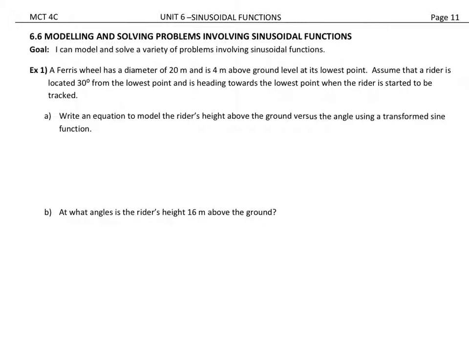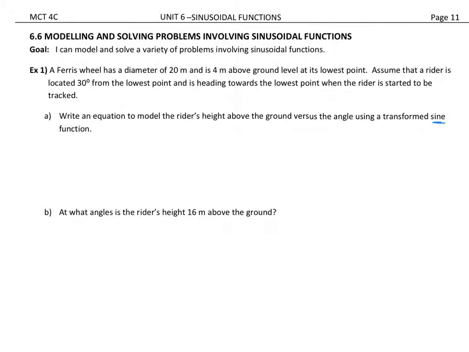Our first example is a Ferris wheel example, and it has a diameter of 20 meters. It's 4 meters above the ground at its lowest point. Assume that the rider is located 30 degrees from the lowest point and is heading towards the lowest point when the rider started to be tracked. Write an equation to model the rider's height above the ground versus the angle using a transformed sinusoidal function. Sine function specifically, it's asking for sine as opposed to cosine.